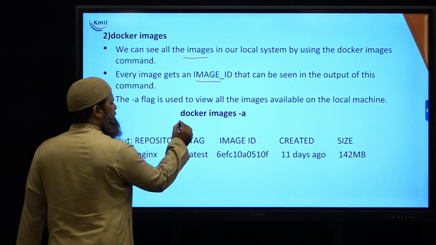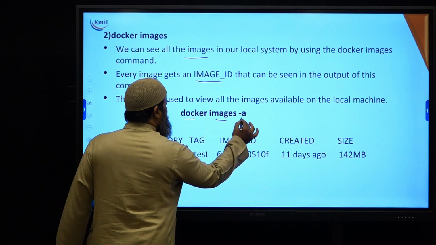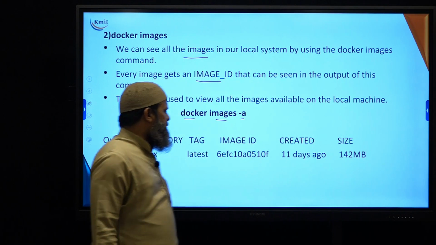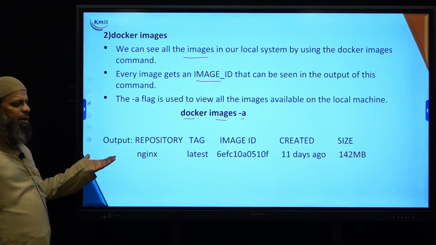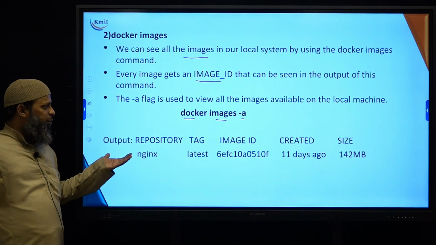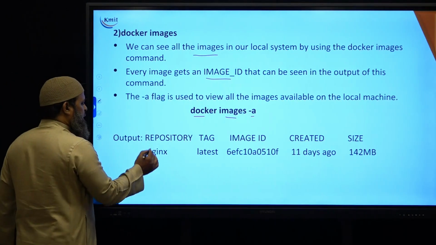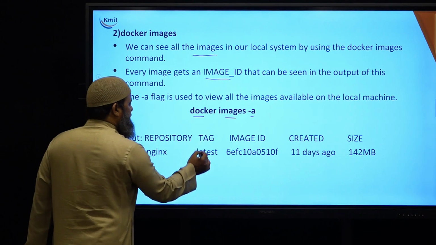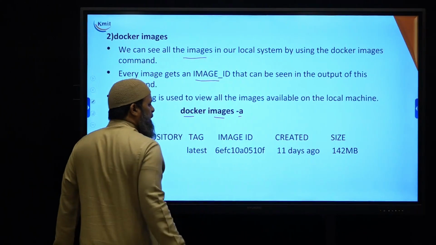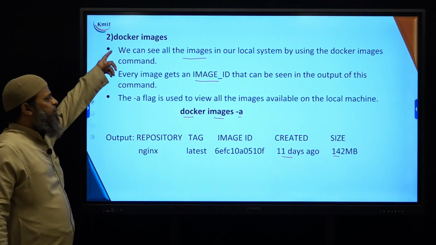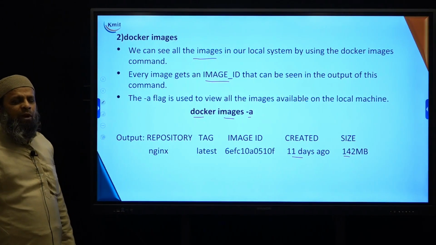So how do I give this images command? Docker images -a. It views all the images available on the local machine. If you see one example, in my system I have only one repository, one image. So I say docker images -a. The repository name is nginx, the tag is latest, the image ID is available, when it is created, what size it is, all those details will come with the help of the docker images command.